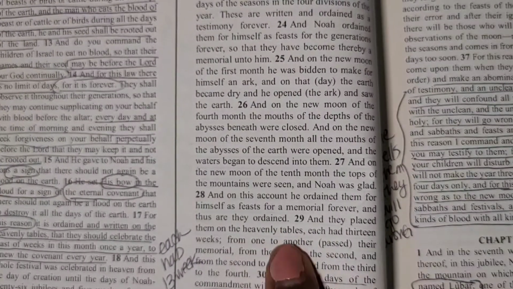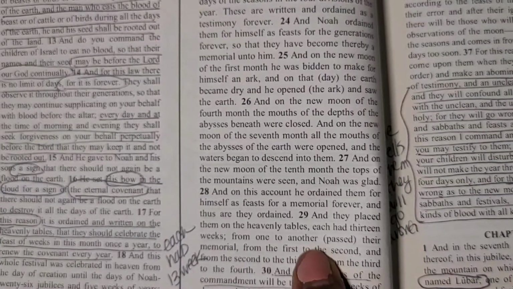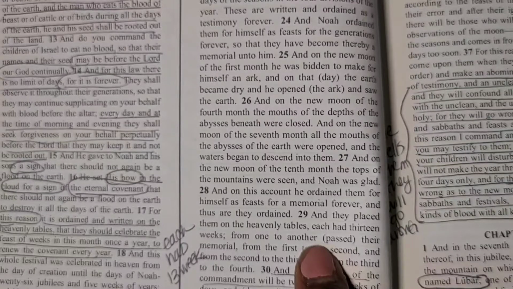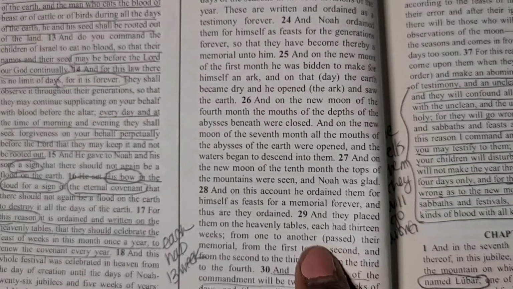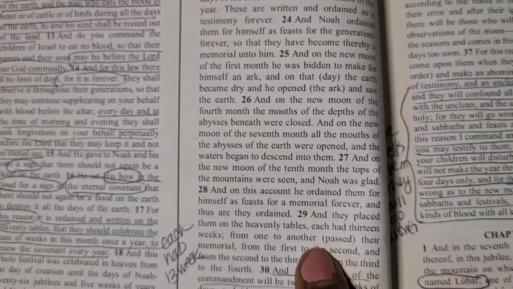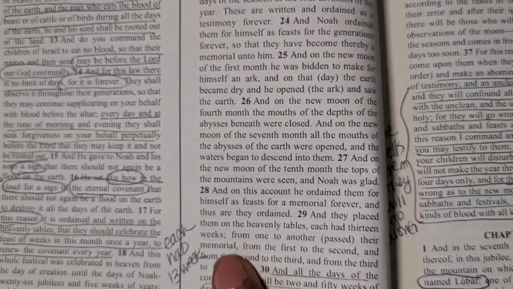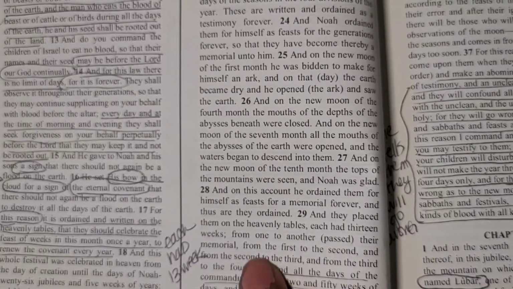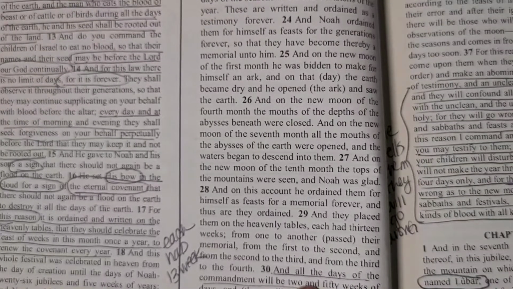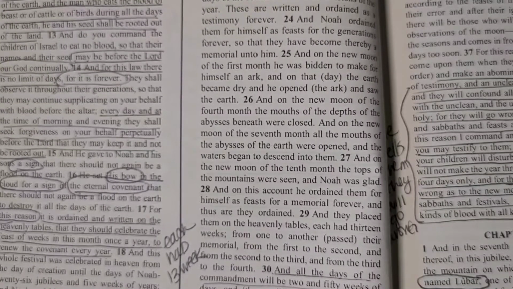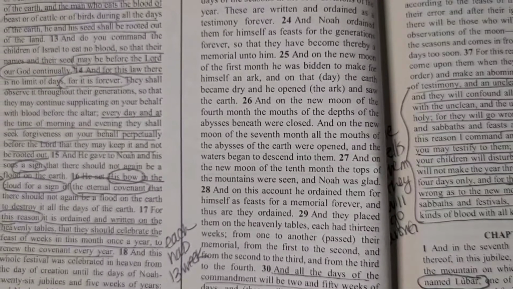And they placed them on the heavenly tables. Each had 13 weeks from one to the other. So from month 1 to month 4 to month 7 to month 10, there are 13 weeks in each grouping, between each, right? For a total of 52 weeks in the year. So it says, from one another pass their memorial from the first to the second, and from the second to the third, and from the third to the fourth. And all the days of the commandment will be 52 weeks of days, and these will make the entire year complete.